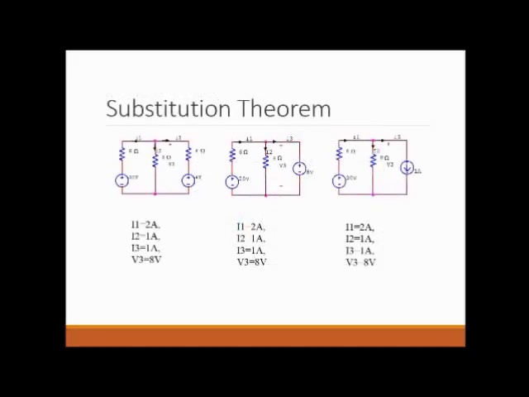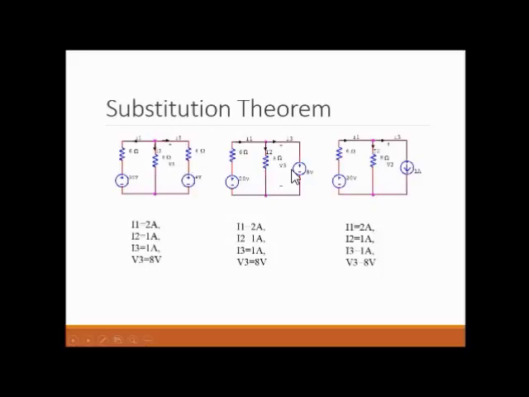Now next is the substitution theorem. Now what this substitution theorem tells is that suppose you have this type of circuit, this is a given circuit having 20 volt, 4 volt and some resistances. Now I can change this part, that is the last branch, into 8 volt.